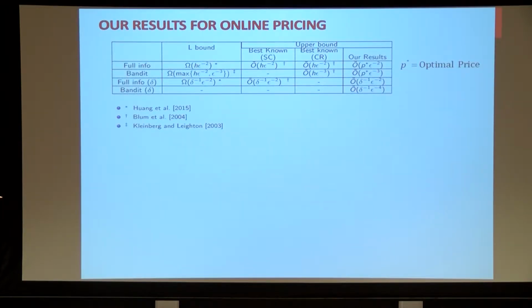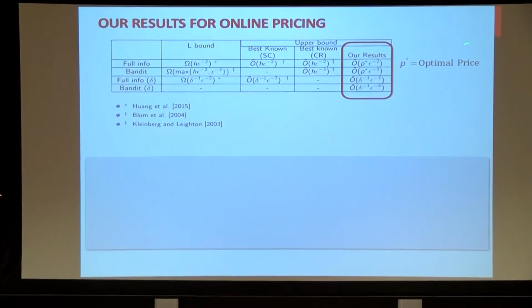The rows are for full information and bandit information online pricing with respect to unguarded and guarded benchmarks. The last column is the convergence rates that we get, and the first column is the sample complexity or other information theoretic lower bounds known for this problem. One nice thing when we compete with respect to the unguarded benchmark is that the convergence rate we get scales linearly with the optimal price P star rather than the maximum range of the values, which is H in this table. And also, for full information, we match the sample complexity lower bound.